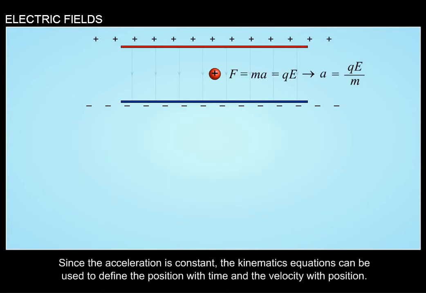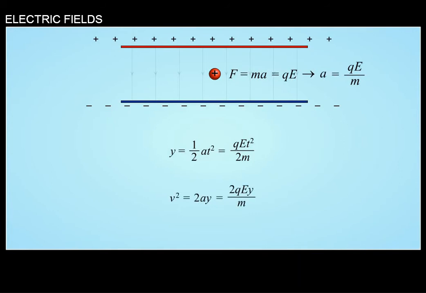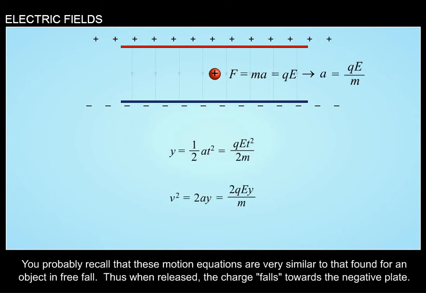Since the acceleration is constant, the kinematics equations can be used to define the position with time and the velocity with position. You probably recall that these motion equations are very similar to that found for an object in free fall. Thus, when released, the charge falls towards the negative plate.